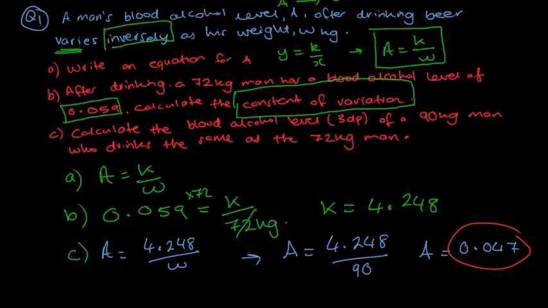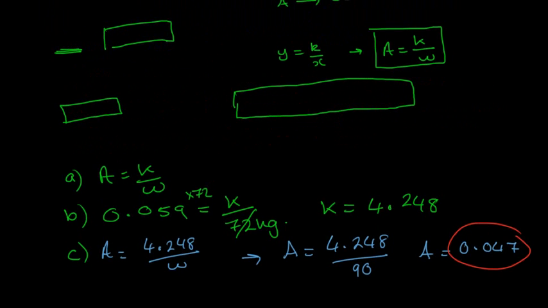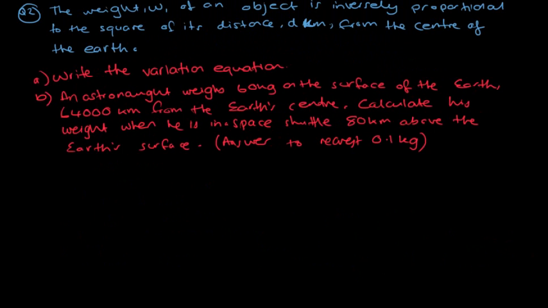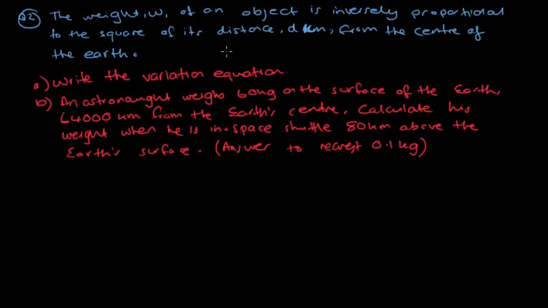Okay, so what we're going to do now is another question. Now, slightly more challenging, but again, it's exactly the same as what we were doing before with the direct variation stuff. The weight W of an object is inversely proportional. Okay, so the keyword we've come across is inversely proportional. So the weight of an object is inversely proportional to the square of its distance. That's another important part, because it's the square of the distance, d kilometers from the center of the Earth.